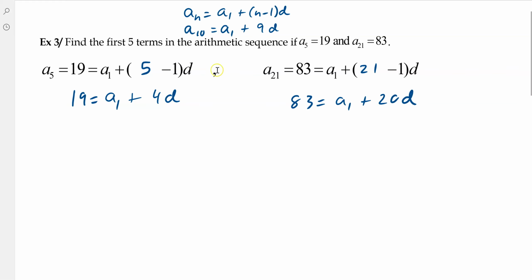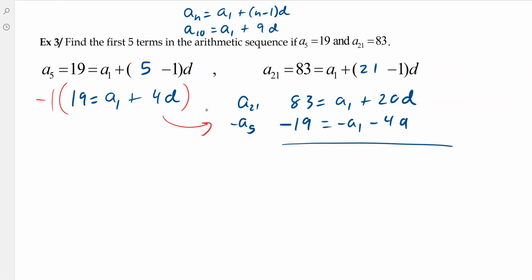So all you have to do is notice that they're always going to have the same a sub 1. And so we're going to take the larger 83, the one that's farther down, the 21, and then subtract the a sub 5 from it. So we're doing a sub 21 minus a sub 5. And so that would end up being 83 minus 19 equals a sub 1 minus 4d. This is a system of linear equations, so we're just multiplying this one by negative 1, and we end up with that.